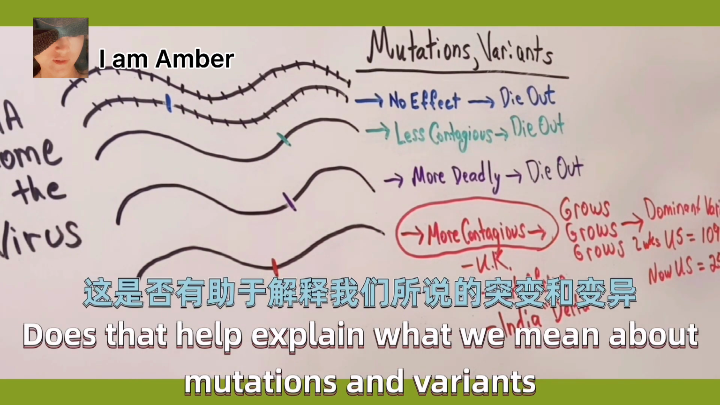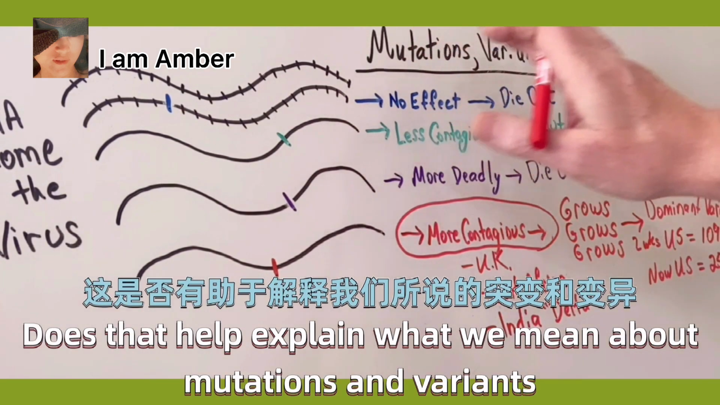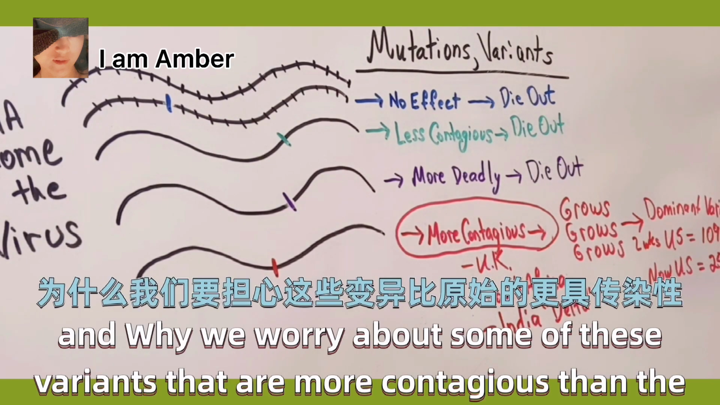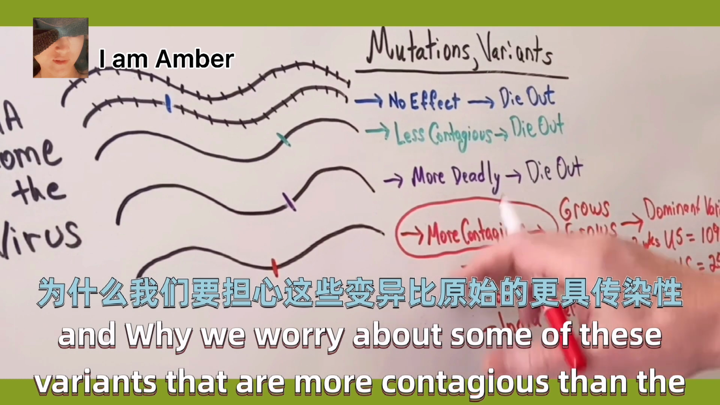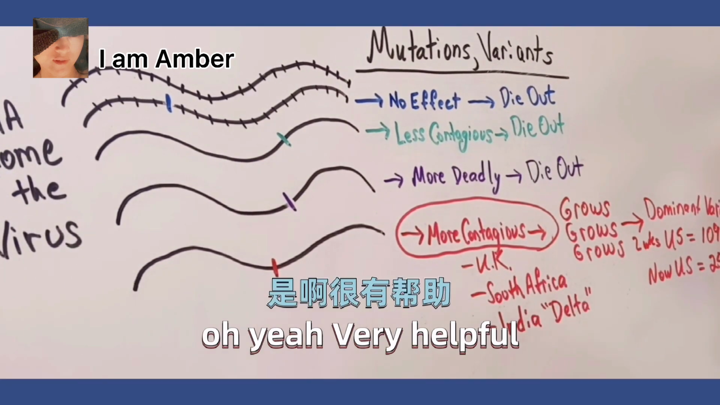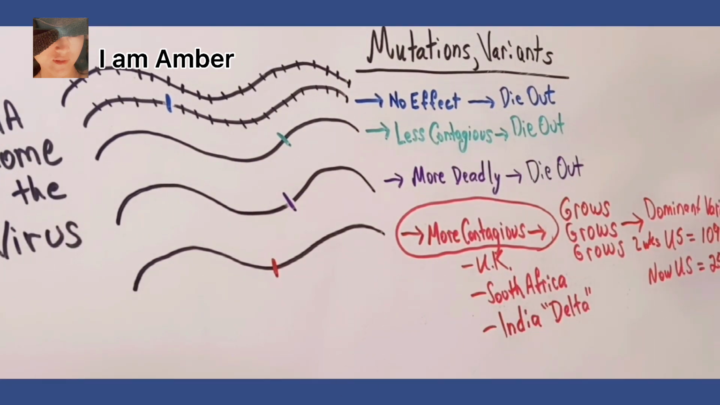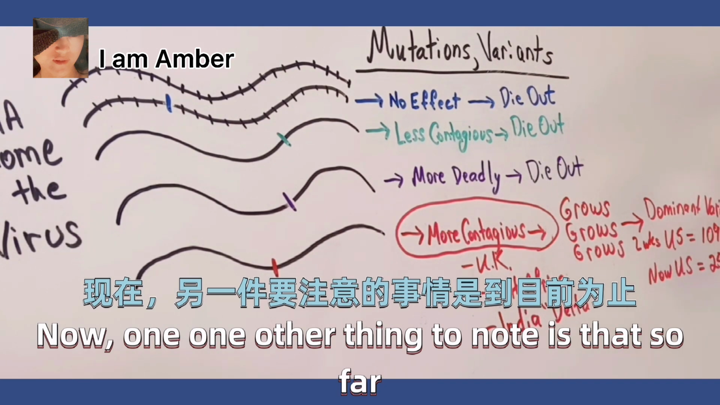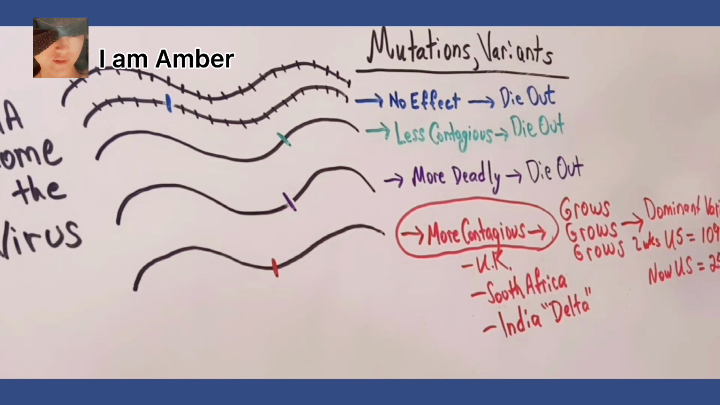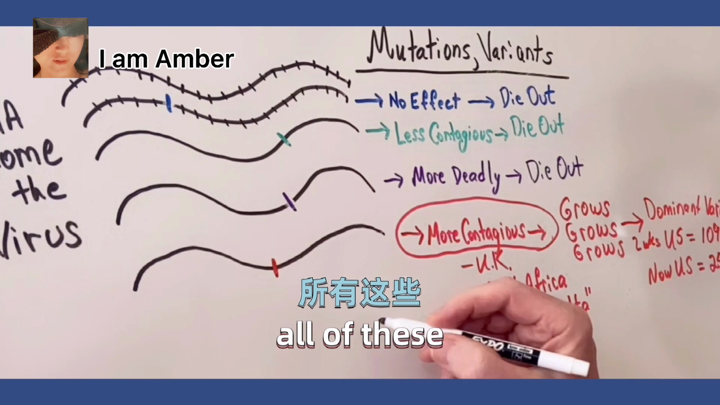Does that help explain what we mean about mutations and variants and why we worry about some of these variants that are more contagious than the original? Oh, yeah, very helpful.